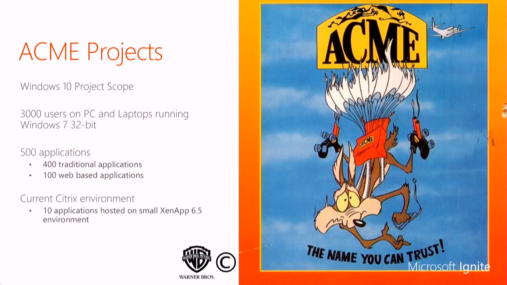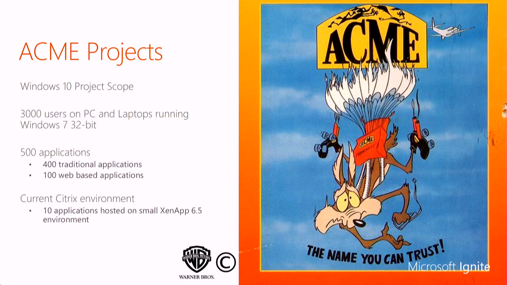One of the things we think is going to help with that is if we get across to Windows 10, but we want to do that in a fast manner. To give you an idea of the project scope we're going to be discussing today, I've got about 3,000 users in my environment. They're currently running on Windows 7, a combination of desktops and laptops.